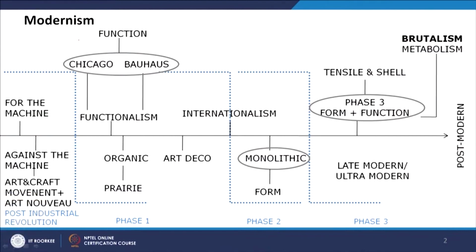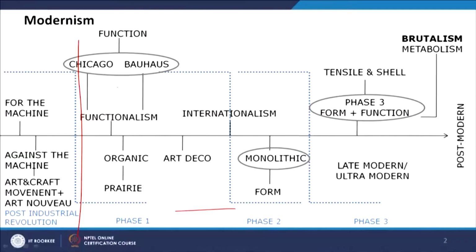If we look at the timeline from pre-modern, we have passed phase 1, where there were different architectural styles which were away from each other, and before that we started with two absolutely opposite poles: one for the machine, which started with machine aesthetics, and another against the machine, which started with craftsmanship and biomorphic design. Then in phase 1 there were different movements. In phase 2 there was one particular internationalist movement and the continuum of that, which is the monolithic form.